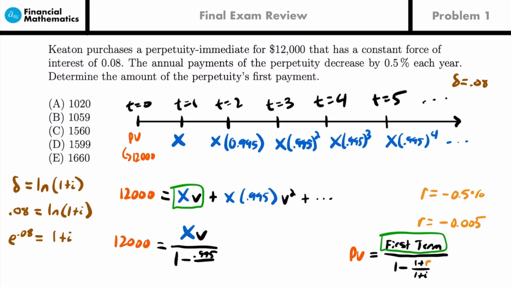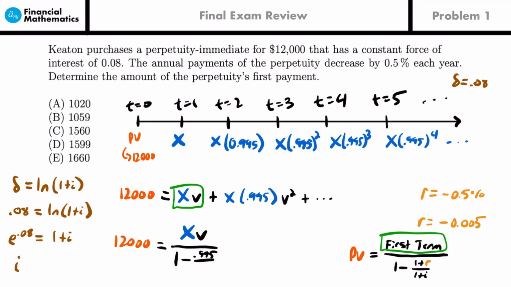So we have 1 plus i, which means that i, our annual effective interest rate, will be equal to e to the power of 0.08 minus 1. You would just subtract 1 from both sides to solve for the annual effective interest rate. All right, now this is where you're going to need your calculator.